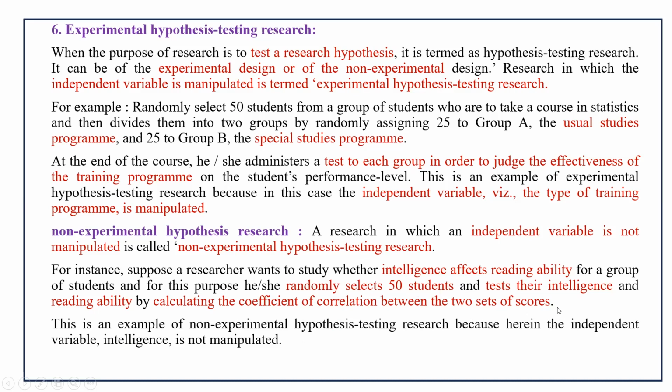Now, this is an example of non-experimental hypothesis testing. Why? Because here the independent variable, which is intelligence, is not manipulated. The students are going to read as per their intelligence only, whether you divide them into two groups or you don't divide them, right? So this is the difference between experimental hypothesis-testing research and non-experimental hypothesis-testing research.